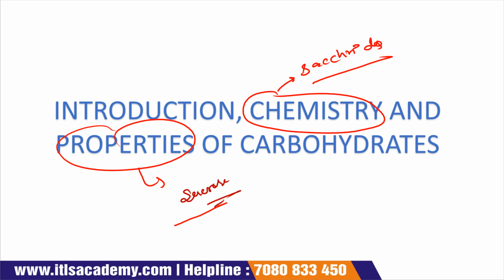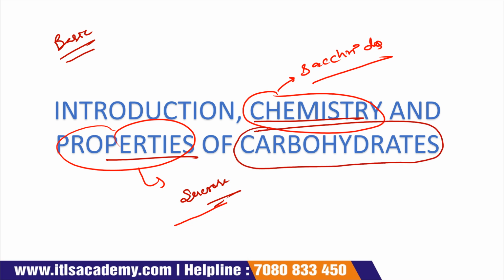So first of all, we discuss the basic part, then move to their chemistry and their properties. We all know that carbohydrates are what? They are the sugars. They have different categories like monosaccharide, disaccharide, and polysaccharides. Then sucrose, maltose, glucose, they are part of the carbohydrates. So let's start today's lecture.